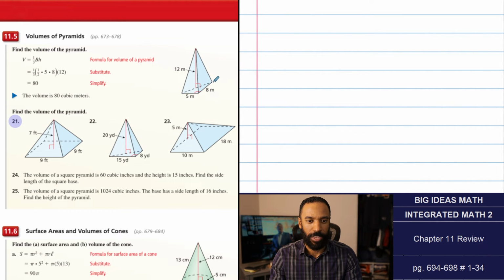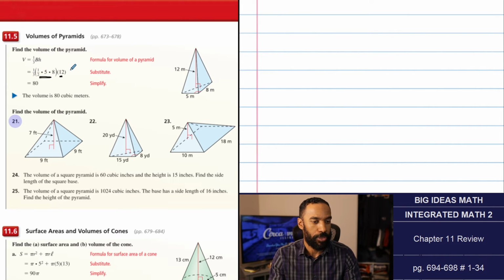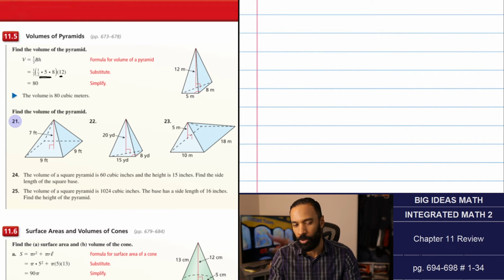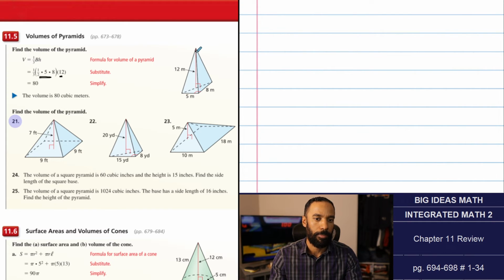So in this example, 1/2 of 5 times 8 is 20. And a third of 20 times 12. A third of 12 is 4. 4 times 20 is 80. So we get 80 cubic meters out of this thing. So 1/3 area of base times height. Everything that we did before. Oh, by the way, the height is the perpendicular distance from the base to that apex, no matter how it's drawn.